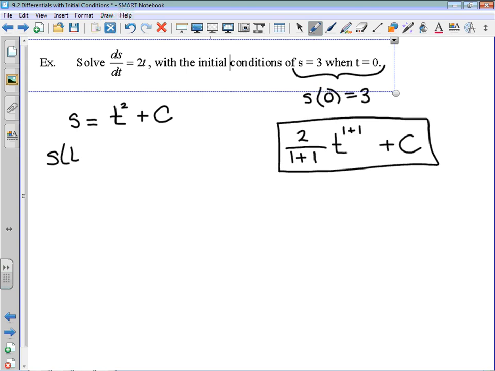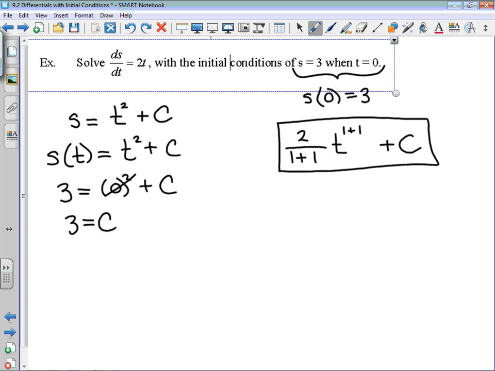All right, now I'm going to change this just a little bit because I do think function notation is an advantage. This gives me the relationship between the variable s and the variable t. So we call it the function s of t is equal to t squared plus c. Well, if s of 0 is equal to 3, then 3 is equal to the evaluation of that function when time is 0. You've got to love when that's 0, because 0 squared is 0, and I get that 3 is equal to that constant.